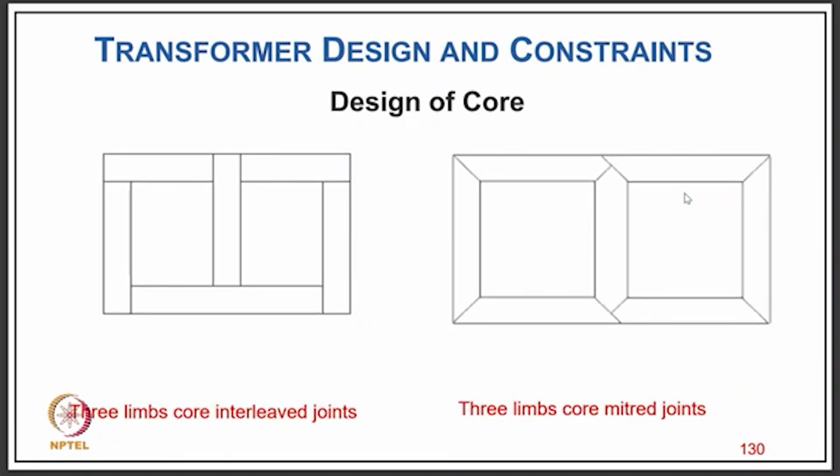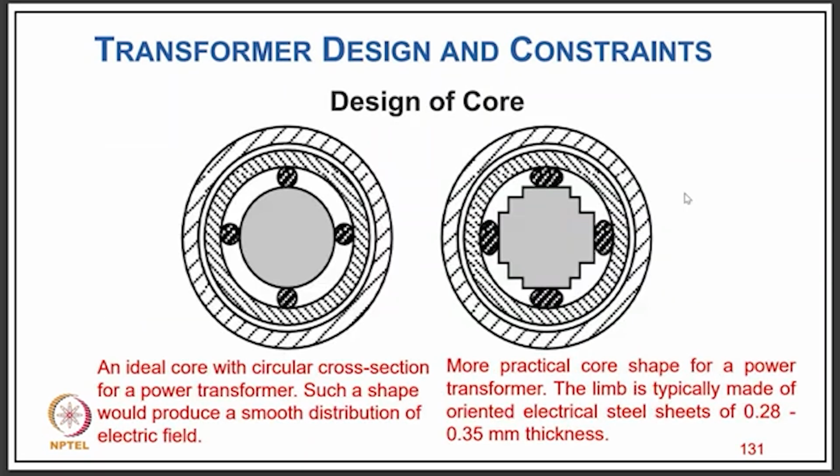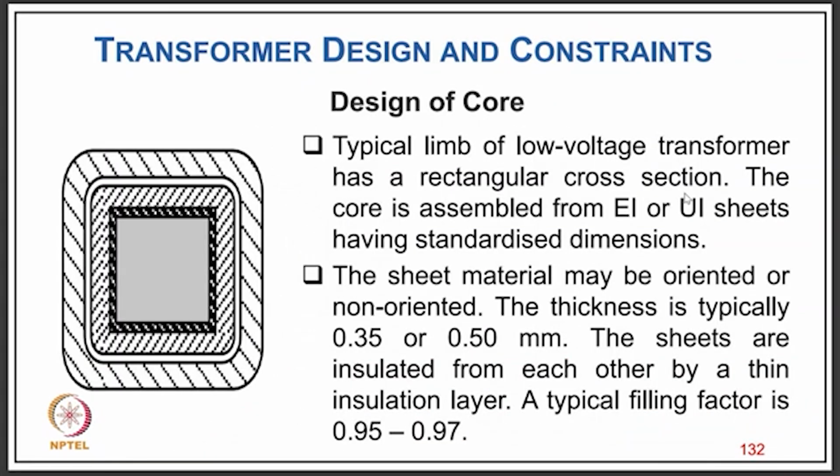And this is the type of the core, 3 limbs core, and then 3 limbs with the mitred corners. Then you have the ideal core with the circular cross section of a power transformer. Such a shape would produce a small distribution of the electrical field. A more practical core shape is used for a power transformer. The limb is typically made of oriented steel sheets of 0.25, 0.28 to 0.35 thickness, stacked up, as you can see. So you can call it how the design of the core is.